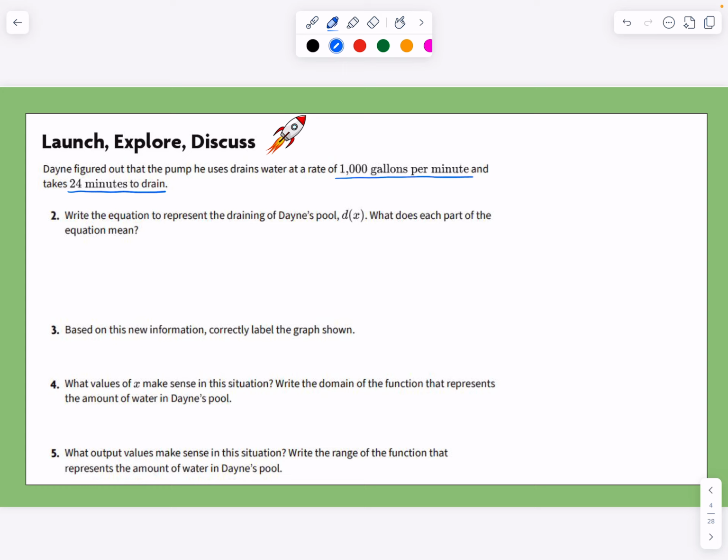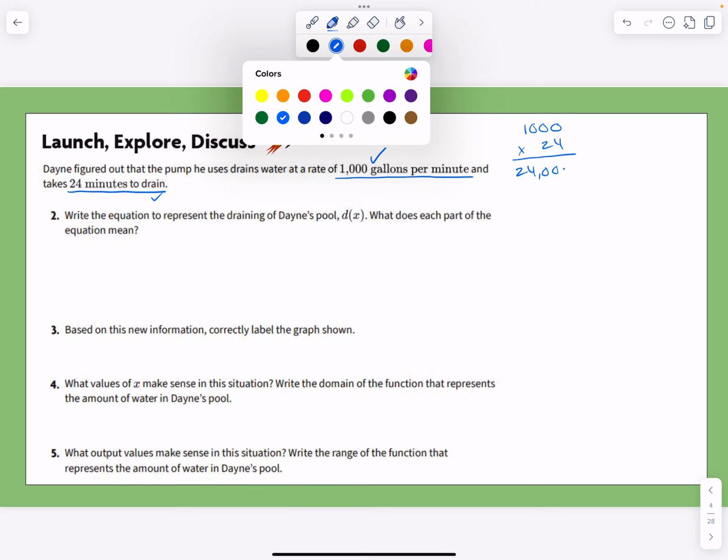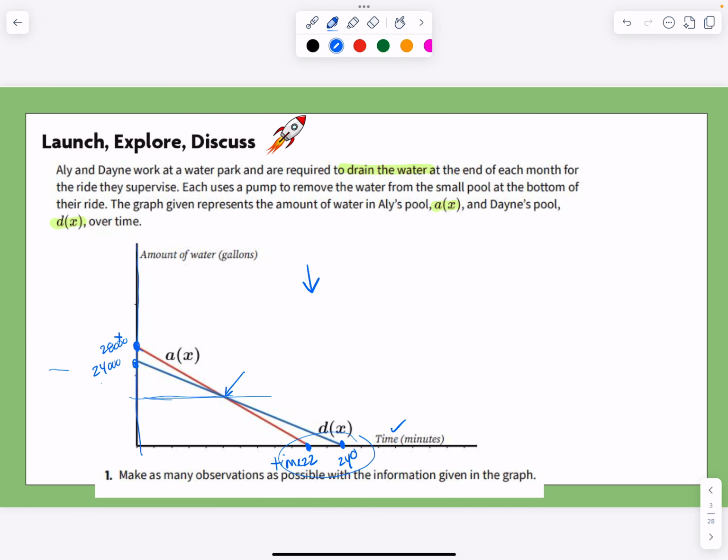Well, a couple things I would say. If the pool is drained at 1,000 gallons per minute and it takes 24 minutes to drain it, that means if we took the rate of 1,000 and multiplied it by the number of minutes it says it's going to take, that means it starts with 24,000 gallons to begin with, which is what we said back over here. I just kind of jumped ahead of myself.